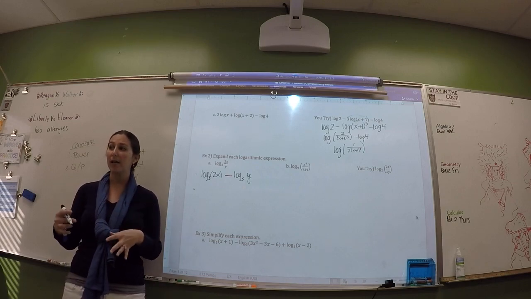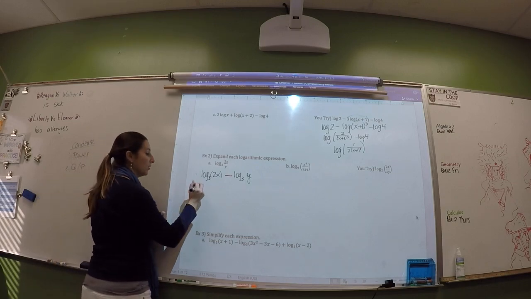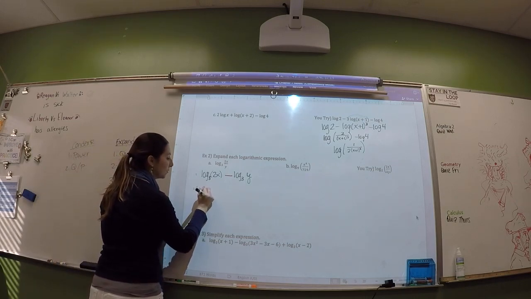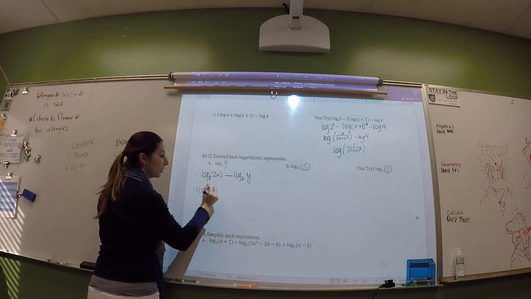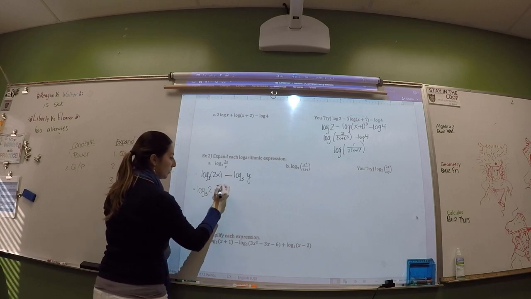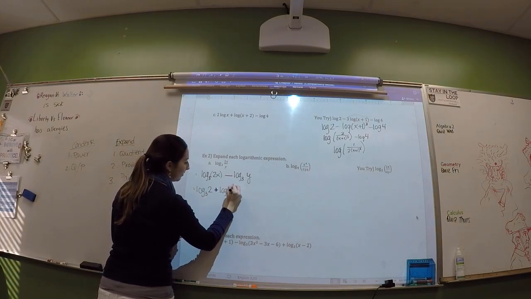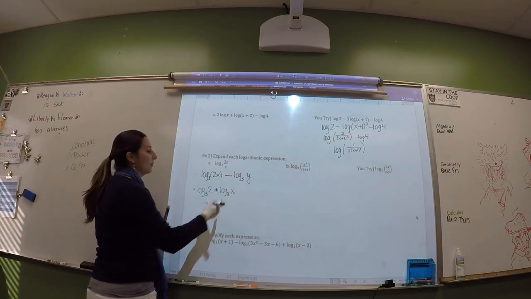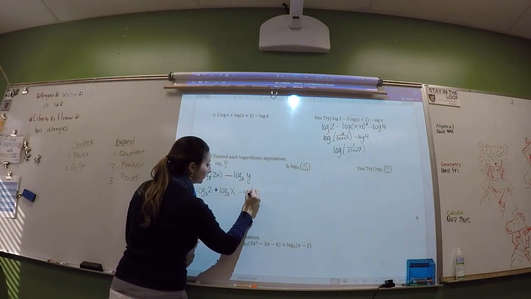But since it's 2x, that's technically the product of 2 and x, which means we can split this up as log base 3 of 2 plus log base 3 of x. And then we have this guy over here, he's just hanging.